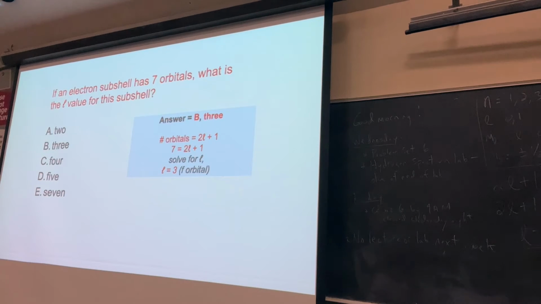So one of the things to pull from this problem is that if you have the L value, the number of orbitals equals 2L plus 1, and you can quickly solve for it that way. Any questions on that?